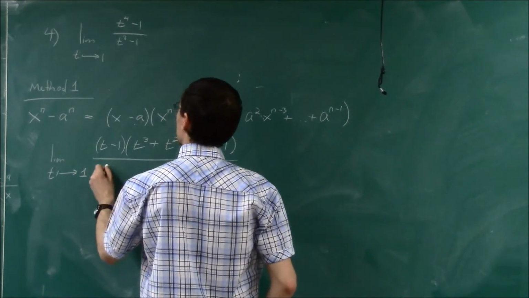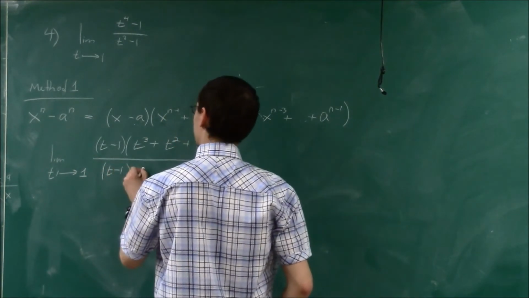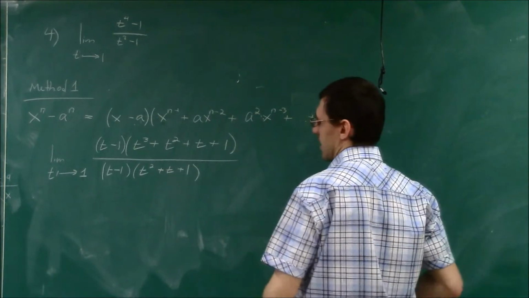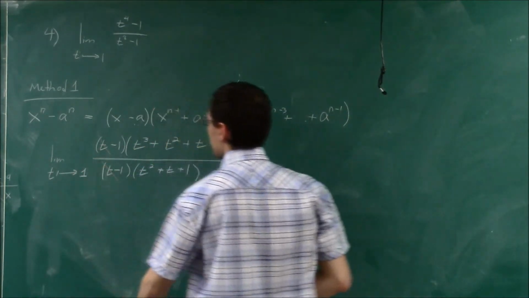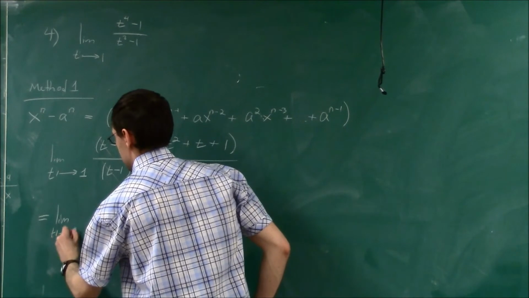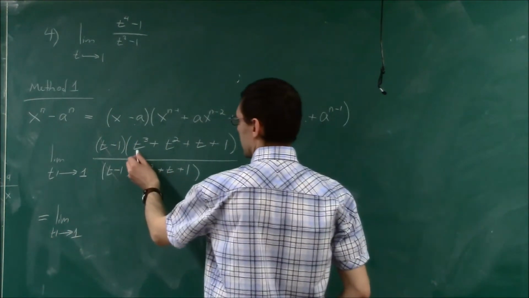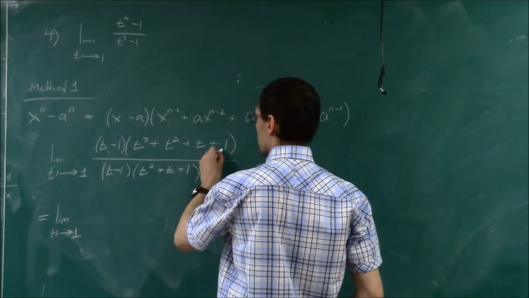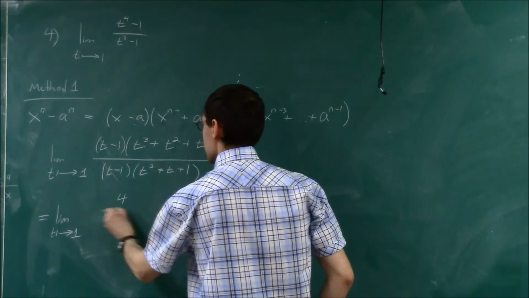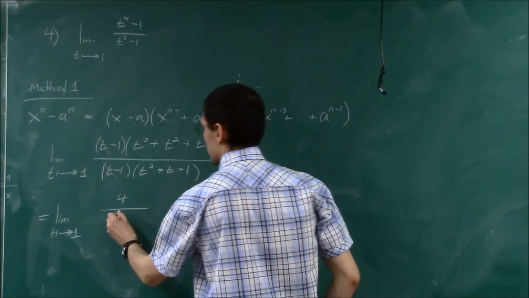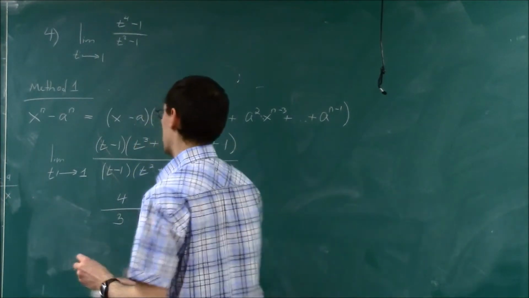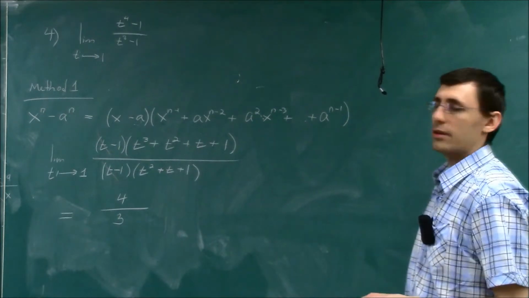The denominator can be factored as t minus 1 times t squared plus t plus 1. We now can cancel the t minus 1. And what we get is 1 plus 1 plus 1 plus 1. There are 1, 2, 3, 4 ones, divided by 1 plus 1 plus 1, which is 3 copies of 1. So the answer is, you can even leave it without a limit here. The answer is simply 4 over 3.